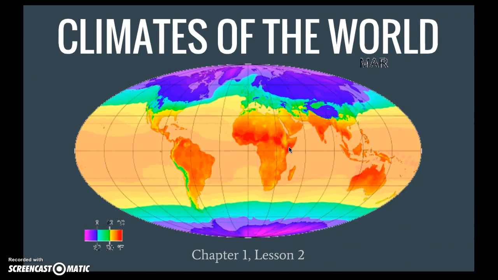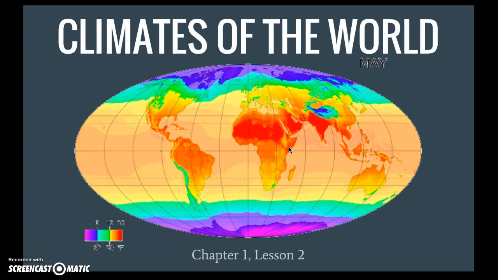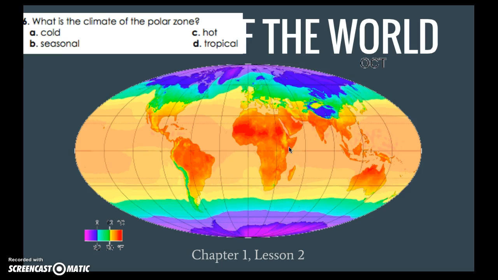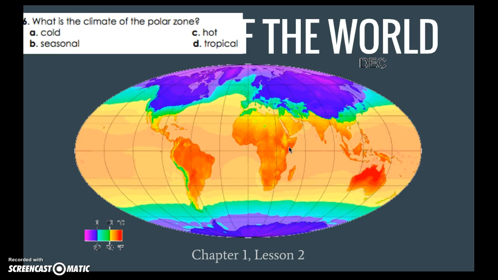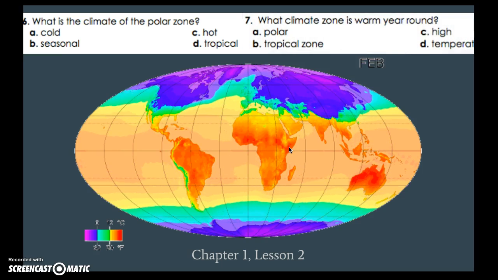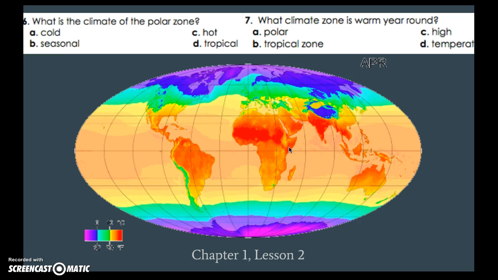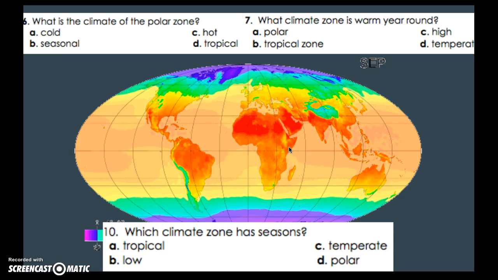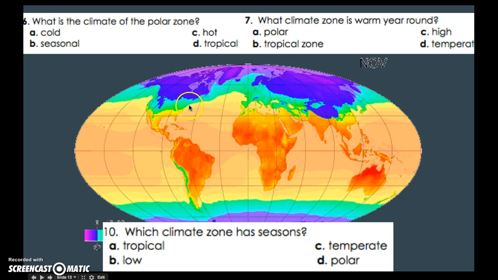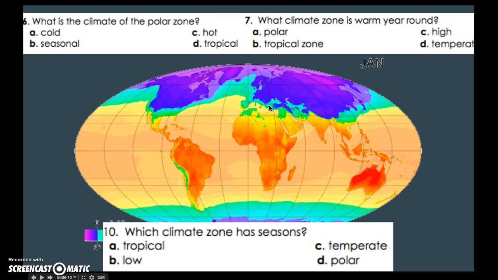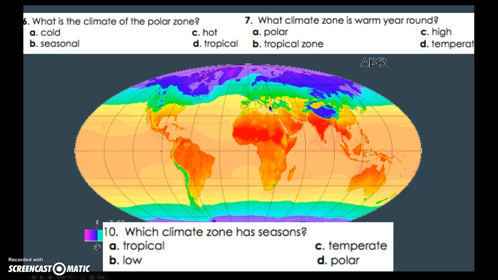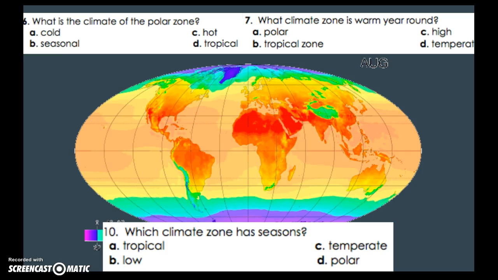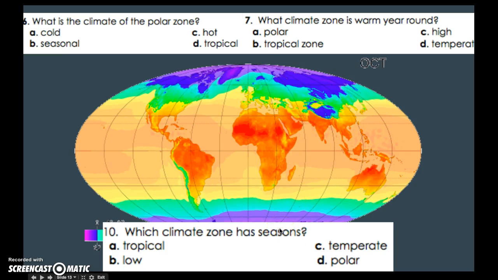So let's run through these questions quick. For this quiz, climates of the world. Just by looking at this, what is the climate of the polar zone? Got it, it's cold. What climate zone is warm year-round? We can see that it's in the tropical. We need to have that. And finally, which climate zone has seasons? Well, if we look at the temperate zone, we can see it going from cold right now in February, March, and then in the summer it's getting warmer. That indicates seasons, so the temperate zone is going to have our seasons.